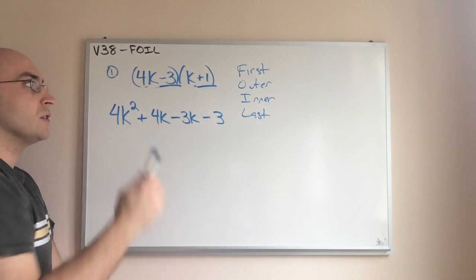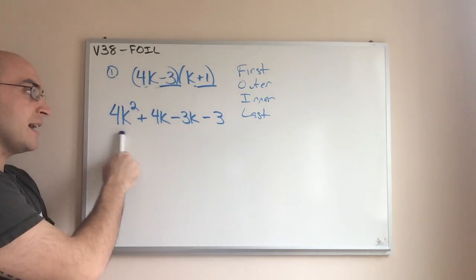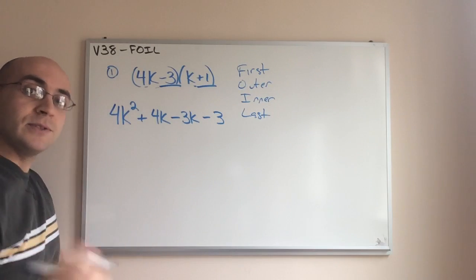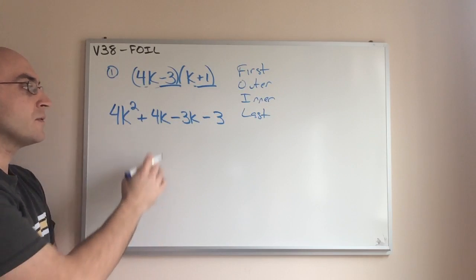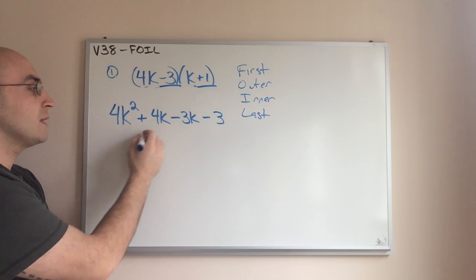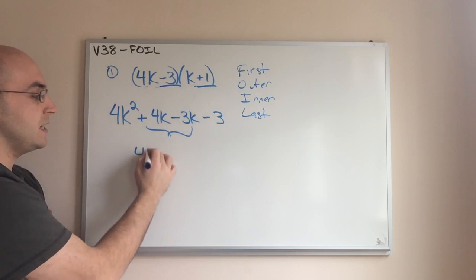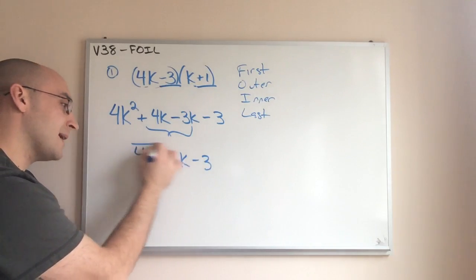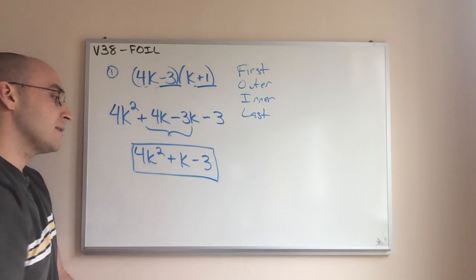Now, when I multiply these two together, I'm always going to have 4 terms here. But the two inner terms are always going to be able to simplify a little bit better. So 4k minus 3k is just 1k, or k. When I bring this down together, it's 4k squared plus k minus 3. This is my answer.